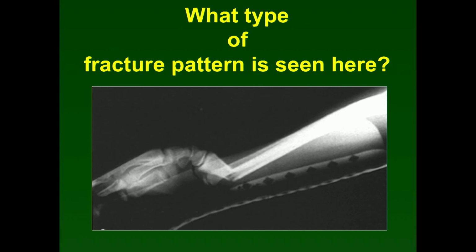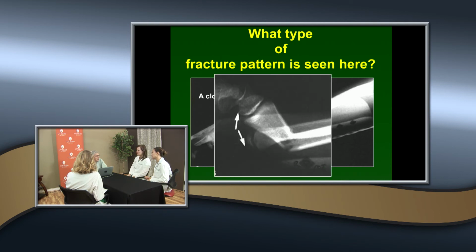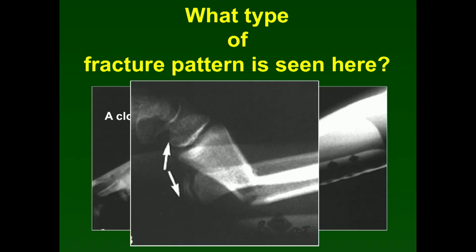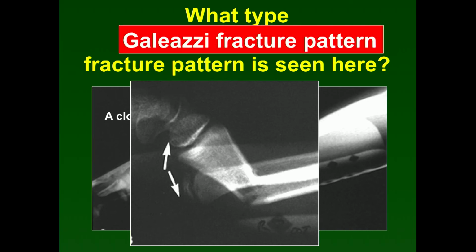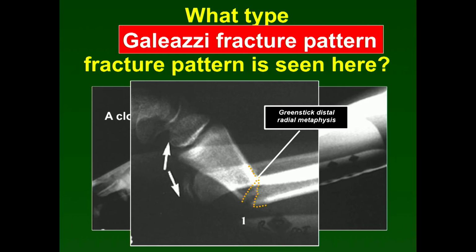Now, what do we see here? We'll get a closer look at this. What do you see? Distal radius fracture with the ulnar DRUJ injury. Yeah, right. So that's called a Galeazzi fracture. You don't speak Italian? No. So what are the two components? Distal radius and then, what kind? In the child? Metaphyseal. Yeah, metaphyseal. And usually they're greenstick in children. And we'll discuss the importance of that.